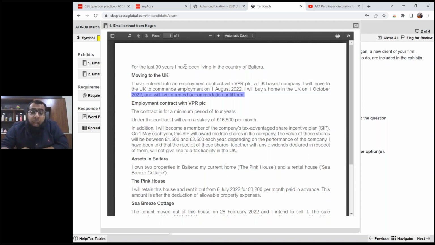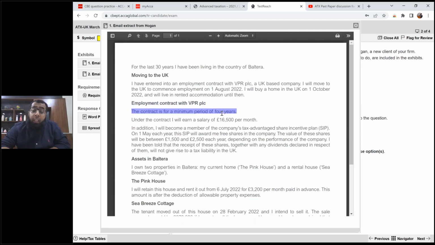So now, Hogan has been living in Baltira for 30 years. He will return to the UK on 1st August 2022. Now, you all know that if we come to the UK with an intention of permanent employment, we become UK resident immediately. So he will return to the UK to commence employment on 1st August 2022. Let's read further. Employment contract with VPR PLC.